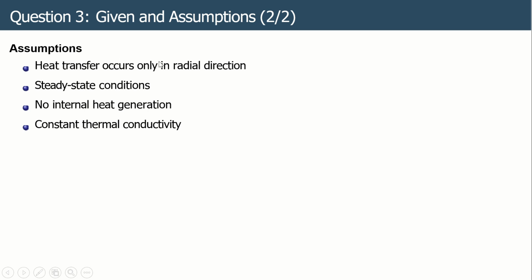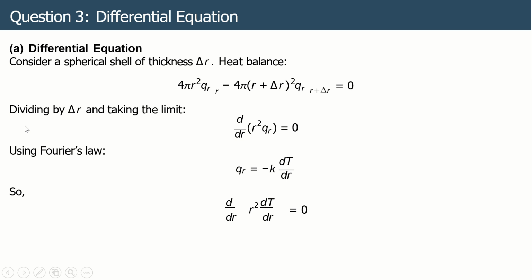We need to take some assumptions like heat transfer in radial direction, steady state, no heat generation, and constant thermal conductivity. So for the differential equation, first we are going to apply the heat balance over a differential cell of thickness delta r for a spherical shell. After multiplying the surface area by the flux, we will be getting this input minus output, then dividing it by delta r and taking the limit, we will be getting this equation. Then using Fourier's law, the flux equation is q_r = -k dT/dr. Putting this q_r over here, we will be getting this equation.